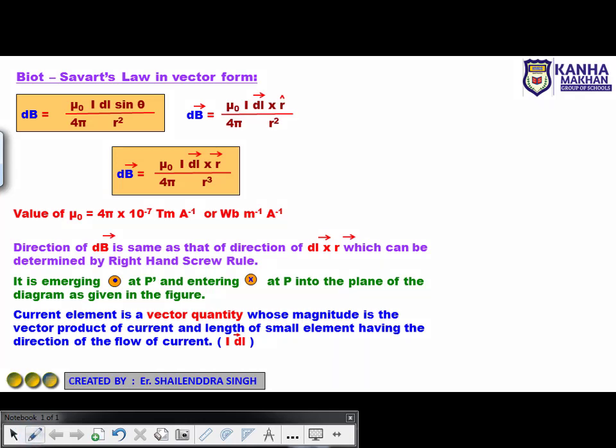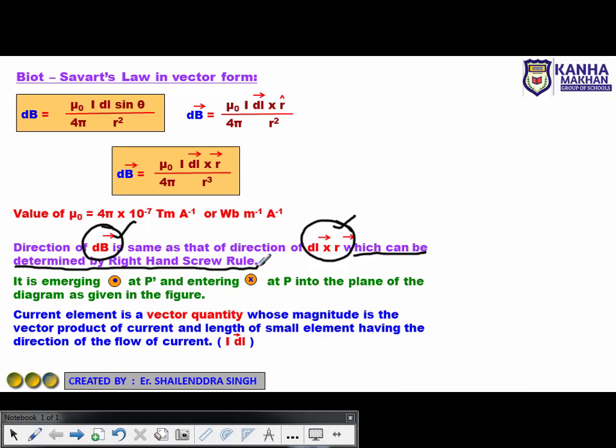What is the conclusion here? You know, the direction of dB, the magnetic field, is the same as the direction of dl cross r. The magnetic field will be in the same direction as the direction of dl cross r, the direction of the thumb. This is a rule of the cross product, and you know very well it can be determined by the right hand screw rule, which you studied in class 11th. If two vectors are given, then its result is given as the cross product of both of them.